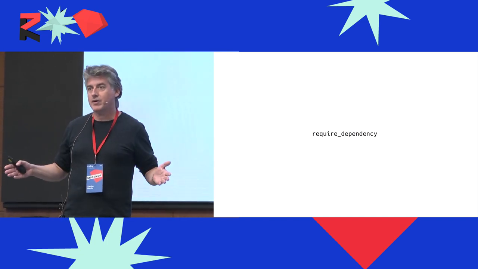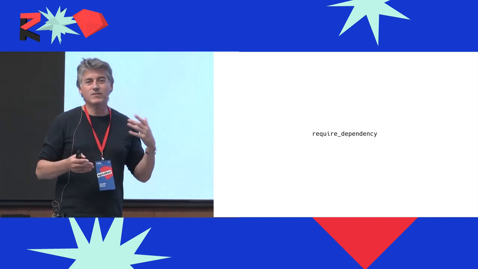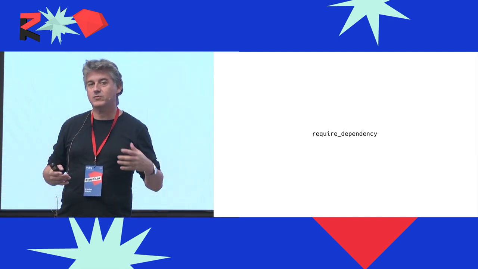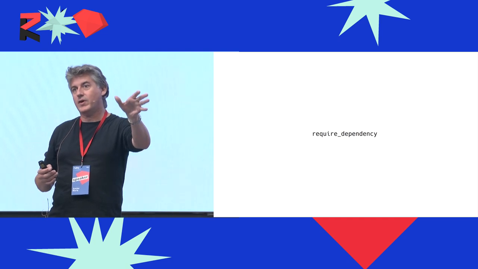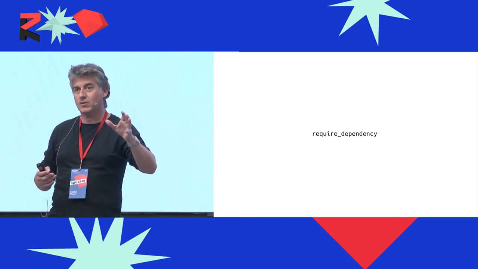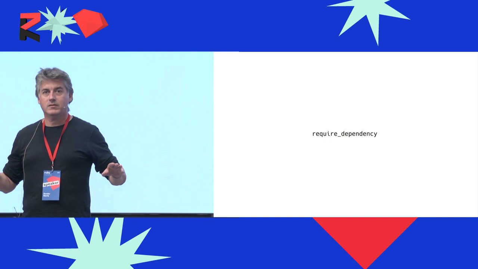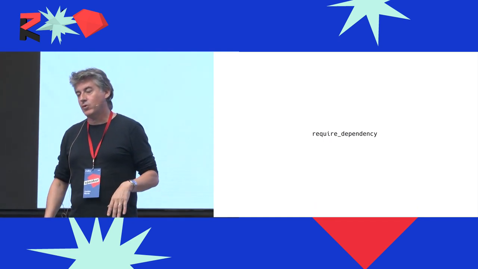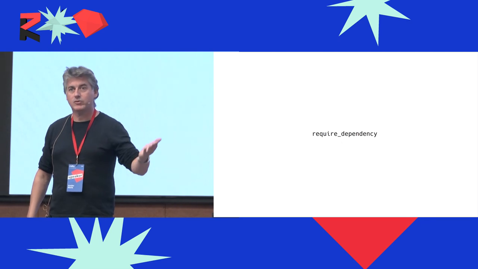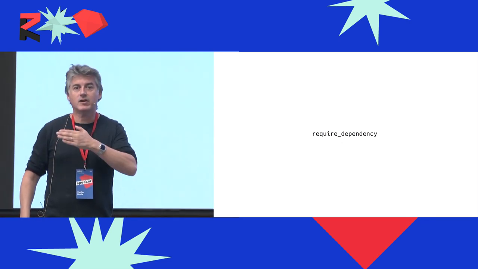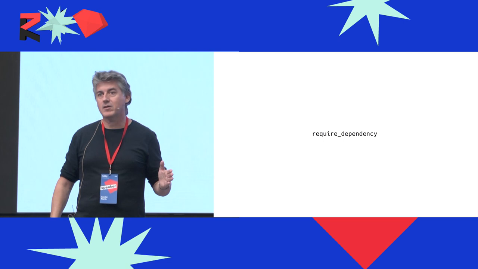Okay, good news, require dependency is gone. It's no longer needed. Require dependency was something to work around gotchas, to say, okay, I want to make sure this is loaded at this point in a way that is compatible with constant autoloading. Okay, no longer needed. You can remove them. So if you are upgrading from Rails 5 or Rails whatever to Rails 6, generally speaking, you can remove the require dependencies.